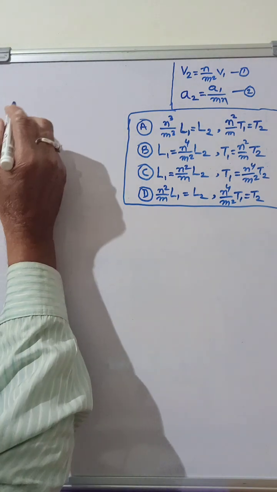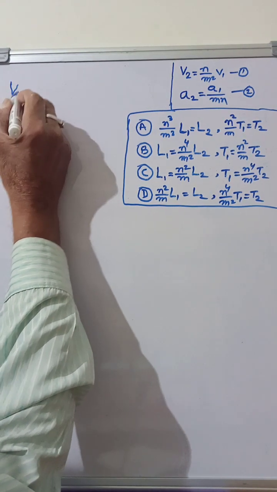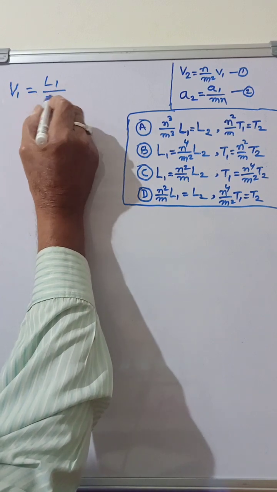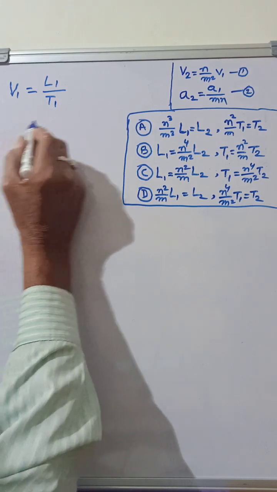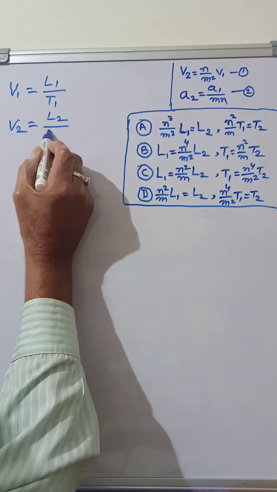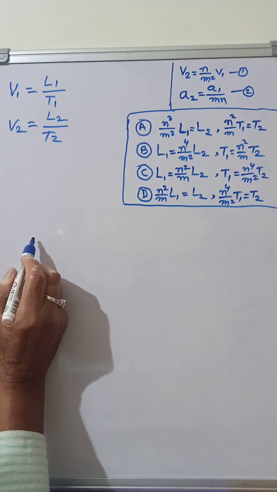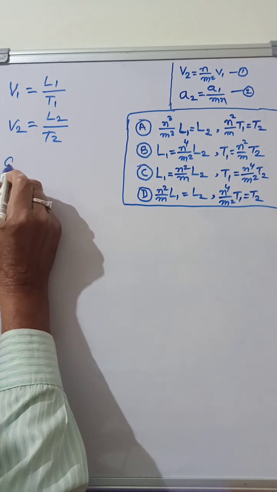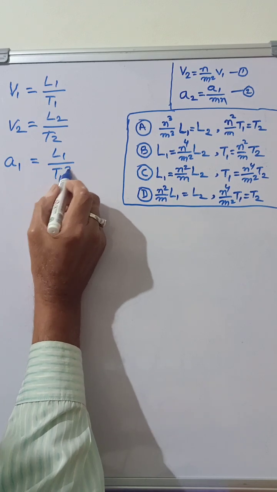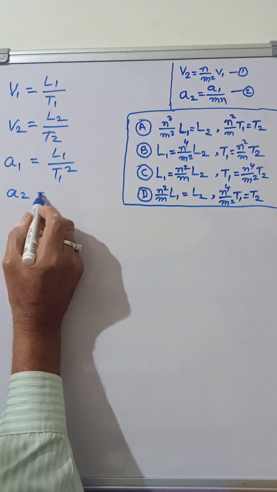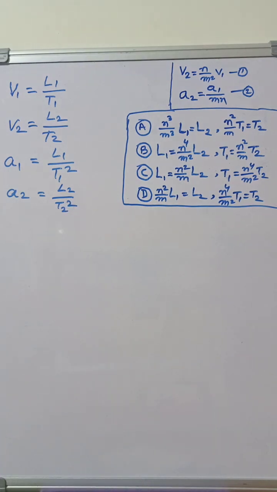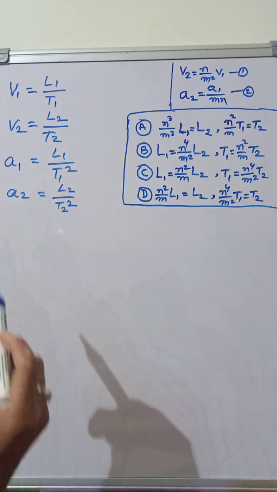Therefore, for system 1, we can write v1 is equal to L1 by T1 and v2 is equal to L2 by T2. Similarly, for acceleration, for the first system, A1 is equal to L1 by T1 square and A2 is equal to L2 by T2 square. Now I will put the values in equations 1 and 2.